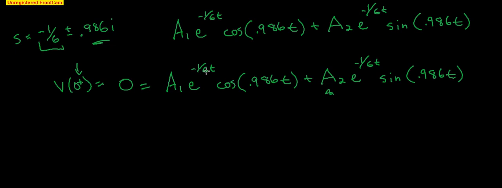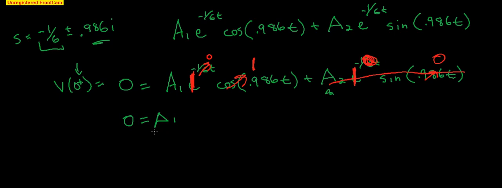Now if we plug in t equals 0, this term will go to 0, and e to the 0 equals 1, right? So this just becomes a big 1. Same thing for over here. Alright, and then when we plug in 0 over here, we get cosine of 0. Cosine of 0 equals 1, so this just goes to 1. And then over here we get sine of 0, right? And sine of 0 just goes to 0, so this entire expression goes away because anything times 0 is 0. So we just found out that 0 is equal to A1, and we got one of our constants.